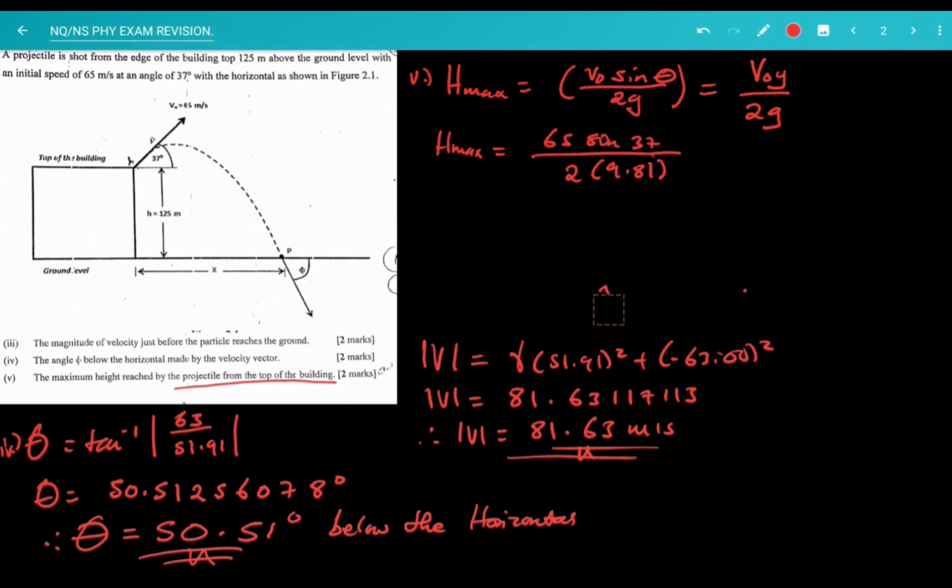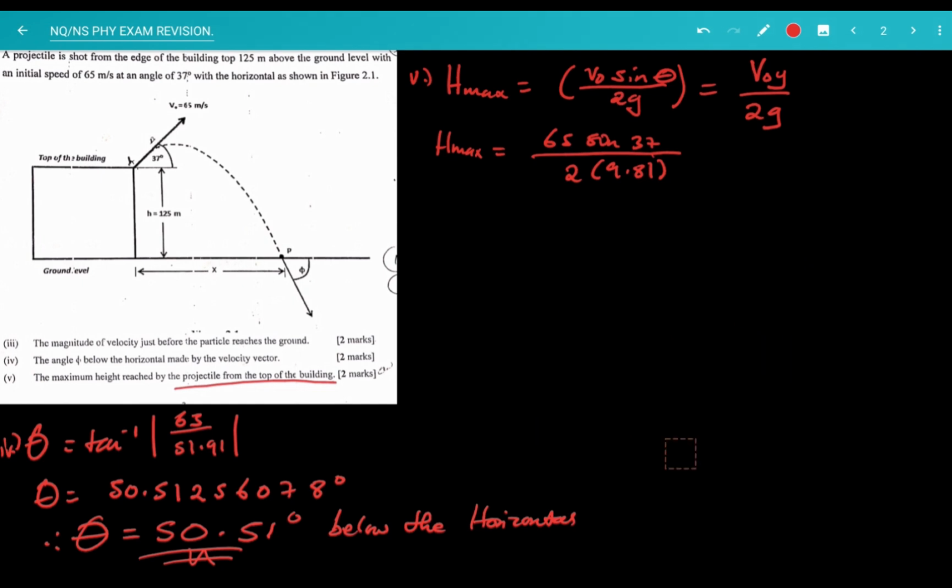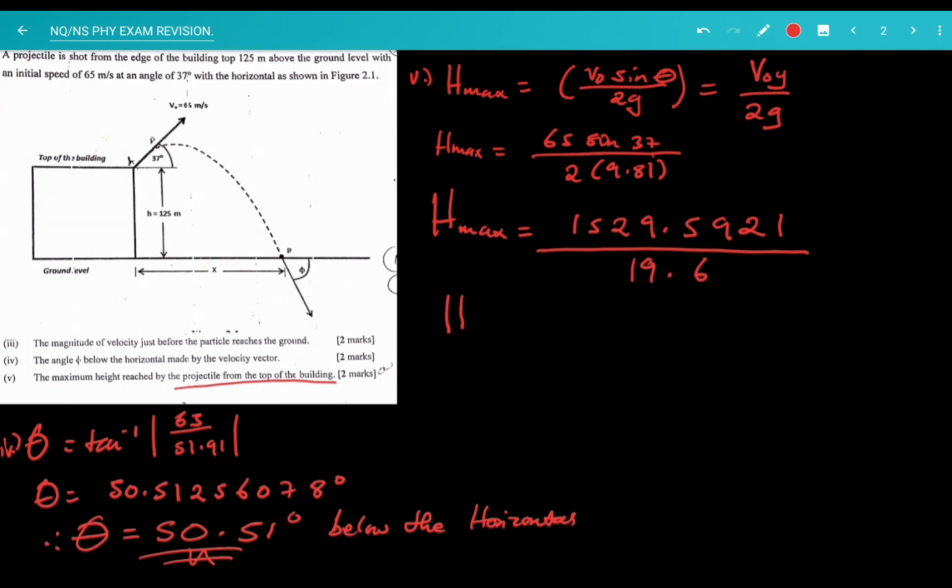Alright, so let's erase this. If you compute this, you have h max to be equivalent to 1529.5921 over 19.6. Then h max is equal to, if you compute this, 78.04 meters. And this will be your max height.